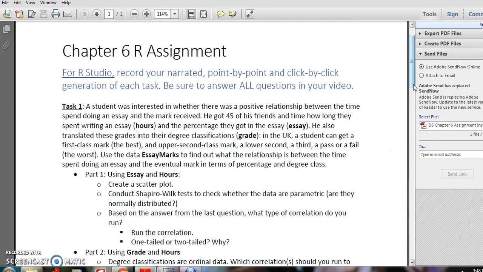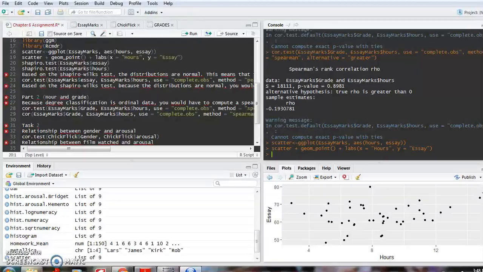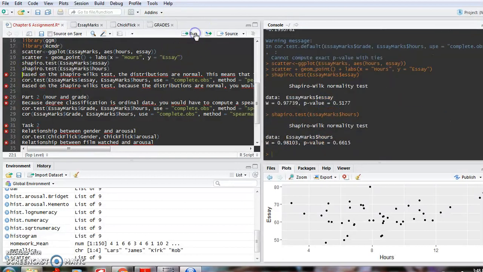Now we're asked to conduct a Shapiro-Wilks test to check whether the data are parametric. Essentially, a Shapiro-Wilks test is a test of normality to make sure that our data is normally distributed. So we're going to run these two tests.